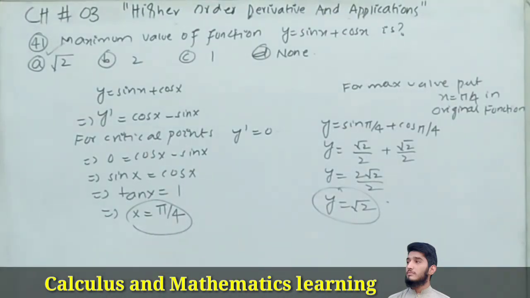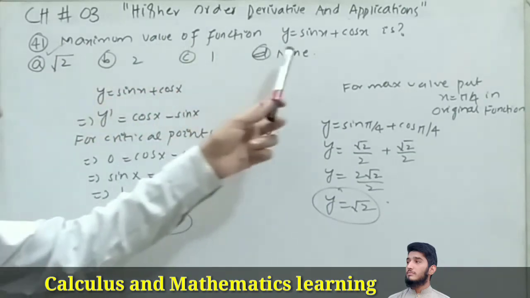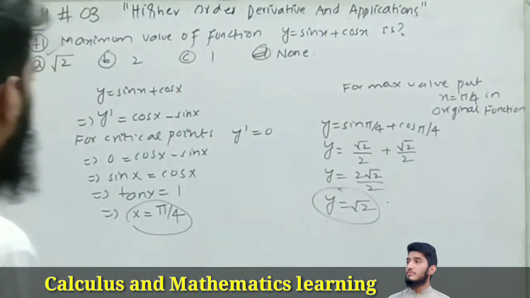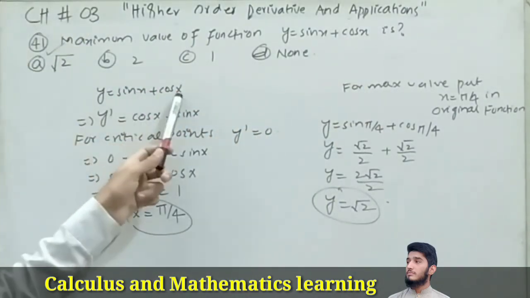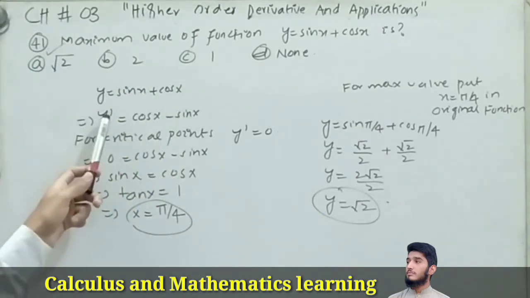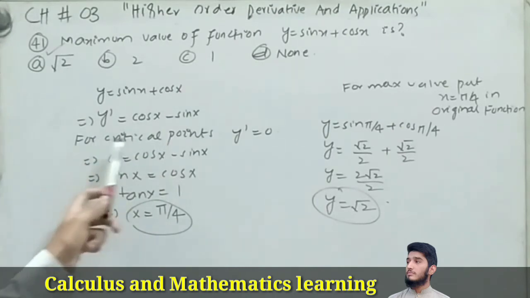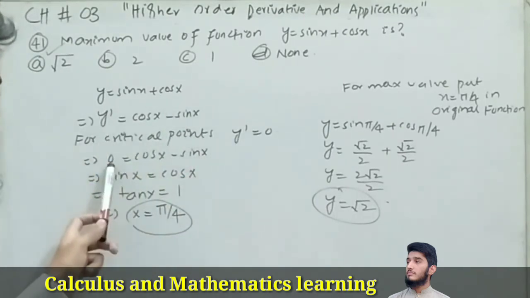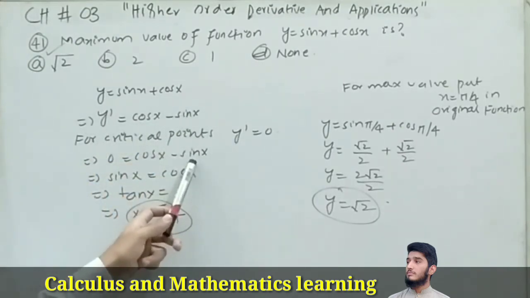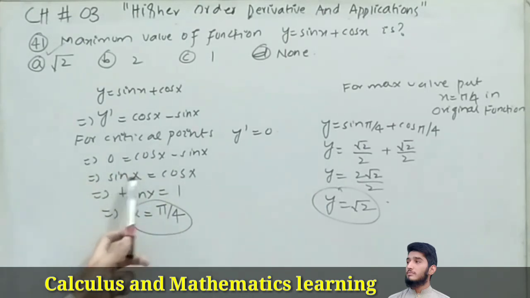Move toward MCQ number 41. Maximum value of the function y is equal to sin x plus cos x will be. Our given function is y is equal to sin x plus cos x. Take the first derivative, so y dash will be: sin x derivative is cos x, cos x derivative is negative sin x. For the critical point, y dash will be equal to 0. So 0 is equal to cos x minus sin x. Sin x will shift to this side, it becomes sin x is equal to cos x.